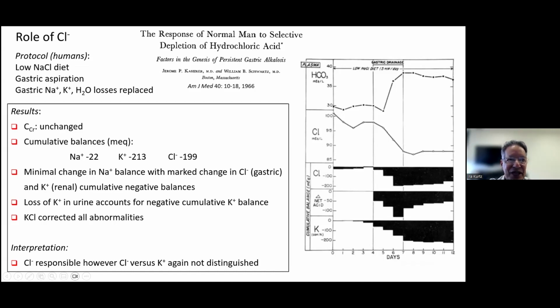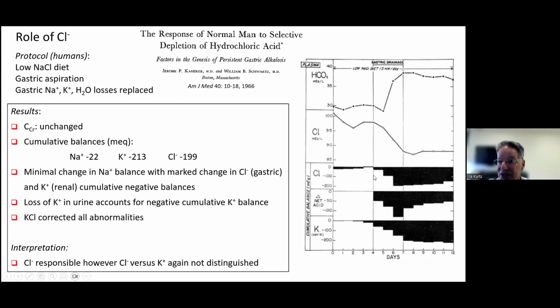So what they did was they aspirated the stomach to create a metabolic alkalosis similar to vomiting. And they gave back the sodium, potassium, and water losses that they could measure from the stomach loss. So it wasn't that they were removing sodium, potassium, or water from the stomach. They replaced all that. But even though they replaced the sodium and potassium from the NG suction and the water loss, they still created a metabolic alkalosis.